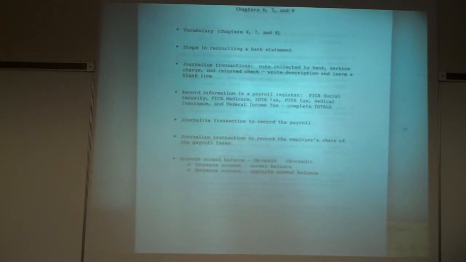Those transactions were kind of easy in Atlas, but when we get to Zelle, you have to know those debits and credits. We increase an account on the normal balance side, we decrease an account opposite the normal balance, and cash is the A number 1 account that you really should know. We increase it, it's a debit. We decrease it, it's a credit.